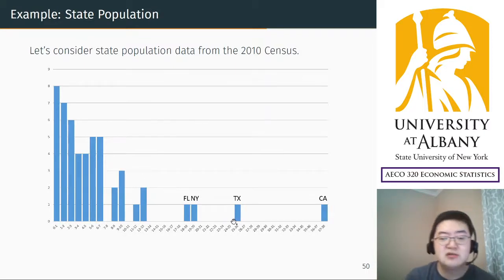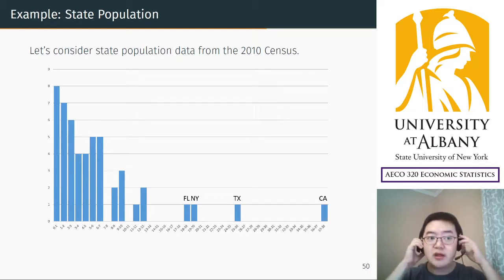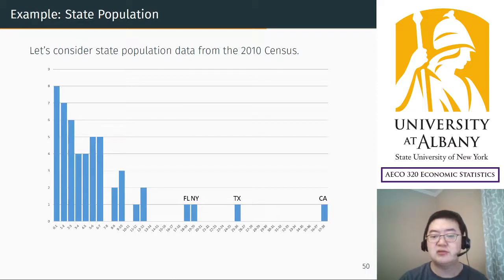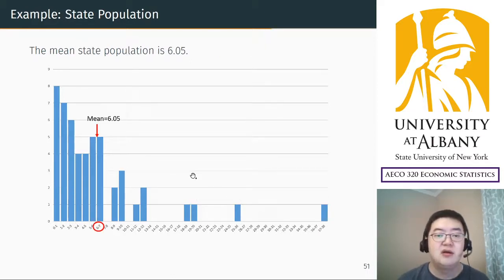Suppose that this is our data. We have 51 observations on the populations. The populations are our observations, and if you calculate the mean, it is 6.05. So on average, one state has 6.05 million. It's a typical number for a state. But look at the distribution. The mean is at the beginning of the interval between 6 and 7, so the mean should be somewhere here, 6.05.